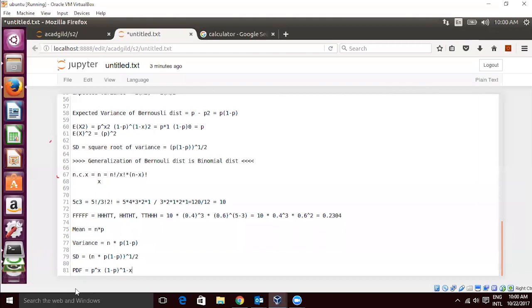So how can we generalize this? As you all know, in Bernoulli there is only one trial, but in binomial we have n trials. So let us rewrite this. Instead of 1, we'll put n because we have n number of trials. And then we also have to put n choose x.